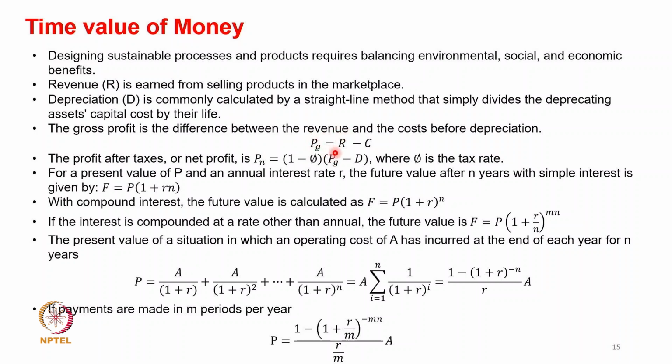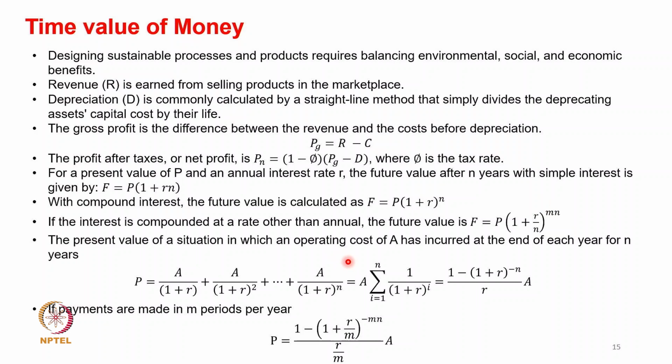It is computed as the difference between the revenue and the operational cost, and the net profit, the profit after taxes, is 1 minus phi times PG minus D, where phi is the tax rate. For a present value P, with annual interest rate R, the future value after n years with simple interest would be F is equal to P times 1 plus Rn. And if it is compound interest, it would be F is equal to P times 1 plus R to the power n. And if the interest is compounded at a rate other than annual, it would be F is equal to P times 1 plus R by m, to the power m times n.